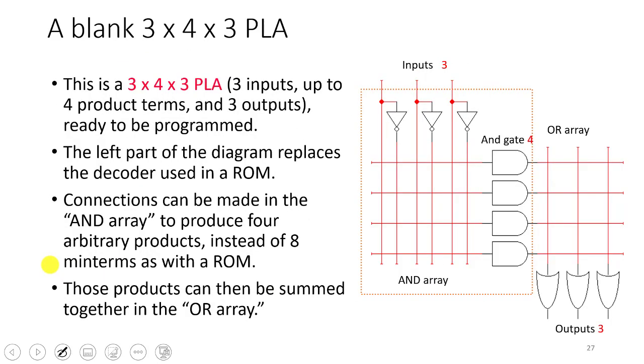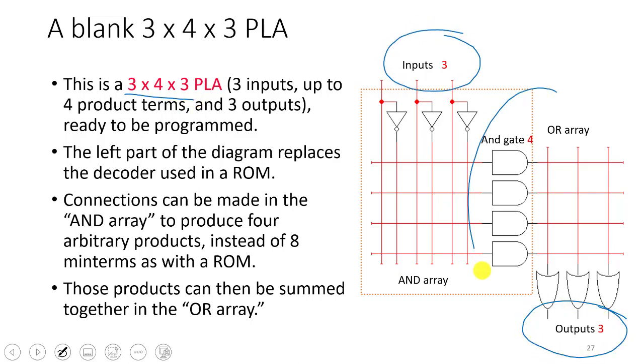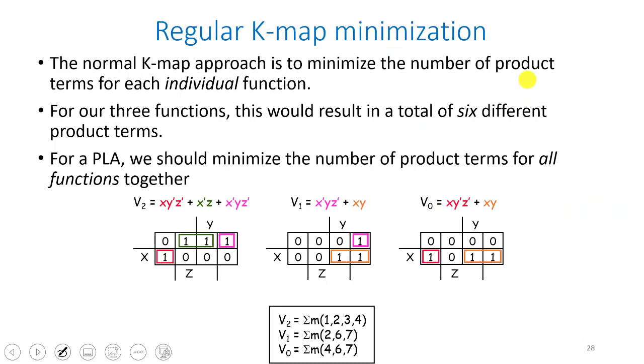Now a programmable logic array will have a size. For example, this array will be 3 by 4 by 3. The first 3 is the number of inputs. The other 3 is the number of outputs. The 4 you can only find out once you finish your design. So let's go to our example over here.